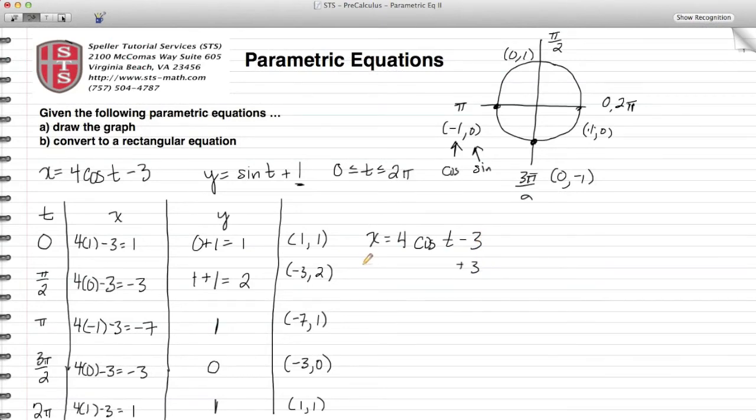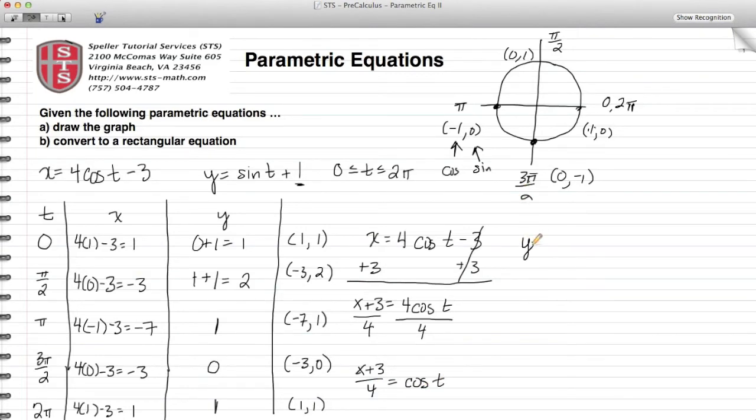Let's add 3 to both sides because we want to get this cosine t by itself. So we're left with x plus 3 is equal to 4 cosine t. And now let's divide both sides by 4. And we have (x plus 3) over 4 is equal to cosine t.